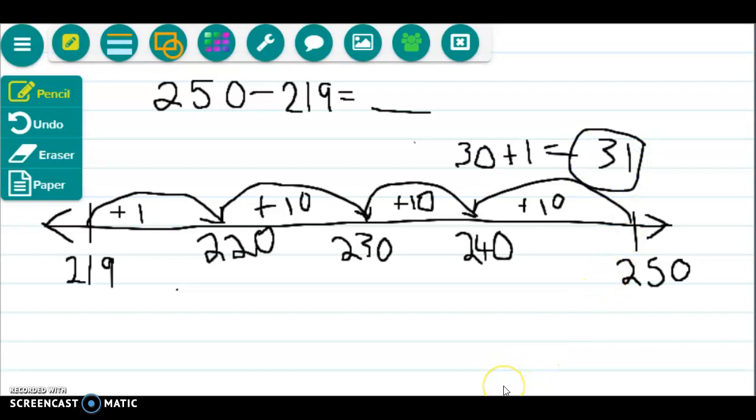Alright. Hope you got 31. If not, go ahead and check your work. See if you can find your mistake. If you did it correctly, congratulations. Good job.